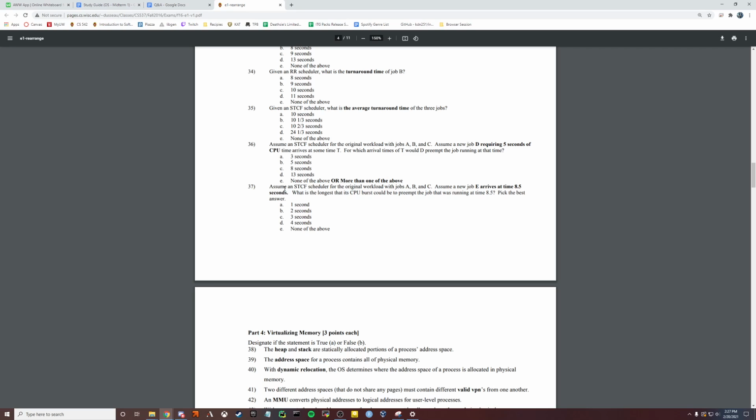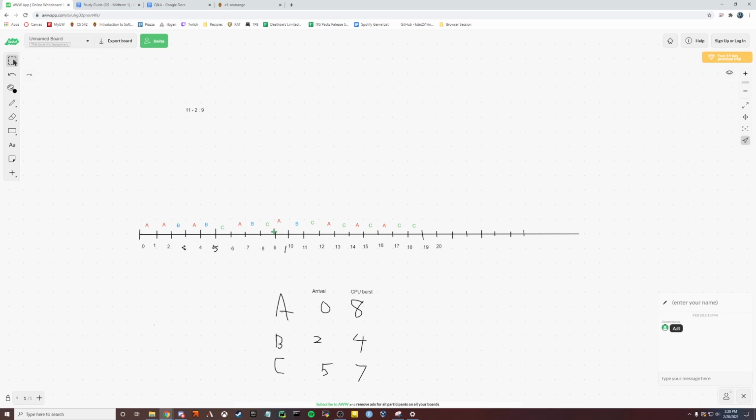Okay, so 37. Assume a shortest time to completion first scheduler for the original workload with jobs A, B, and C. Assume new job E arrives at time 8.5 seconds. What is the longest that its CPU burst could be to preempt the job that was running at 8.5 seconds? So at 8.5 seconds, from 8 to 9, we have C running, right? And at this point, A has 4 left, C has, I guess, 4.5 left, and B has 1 left.